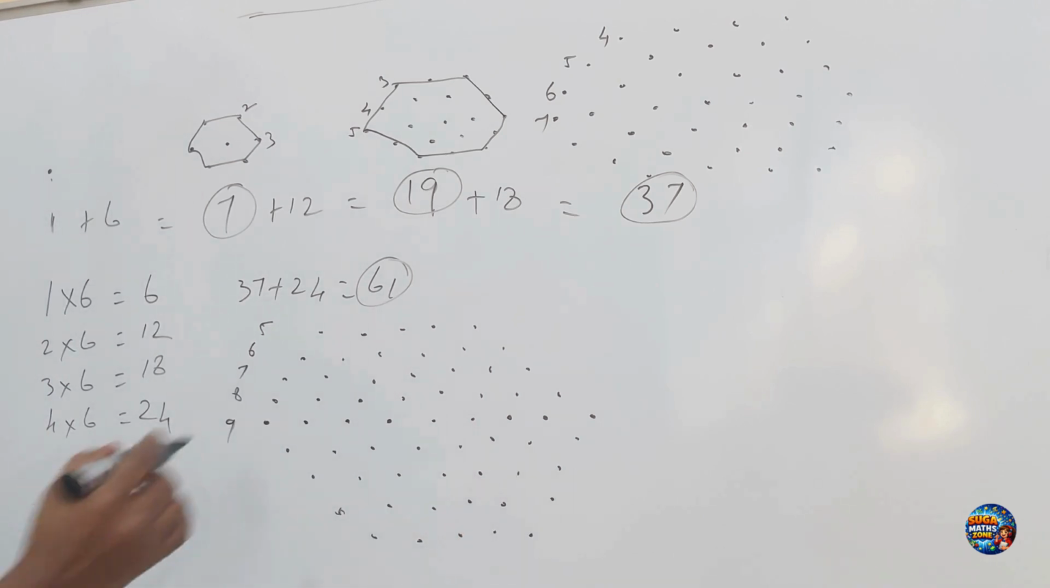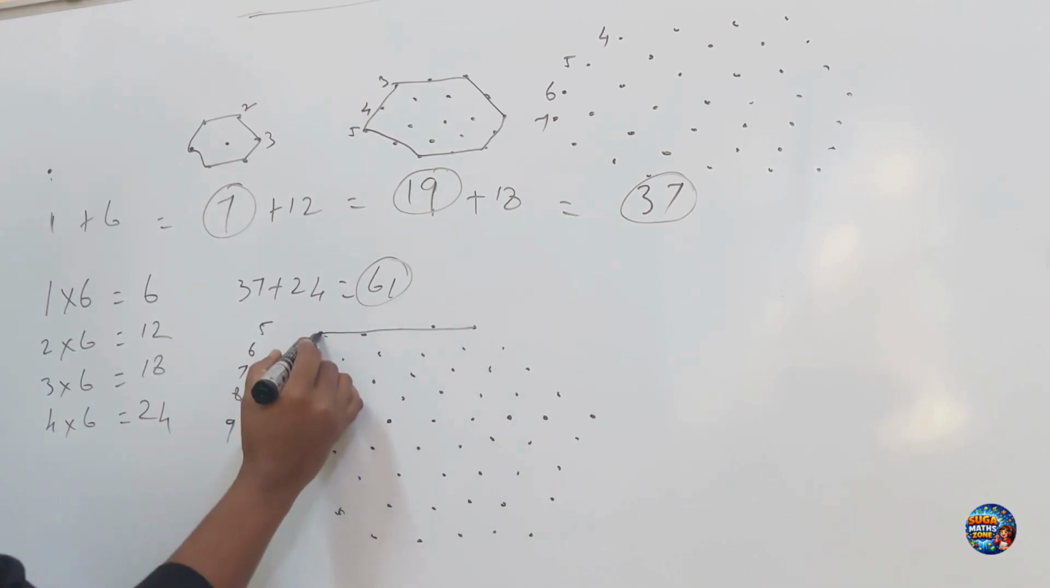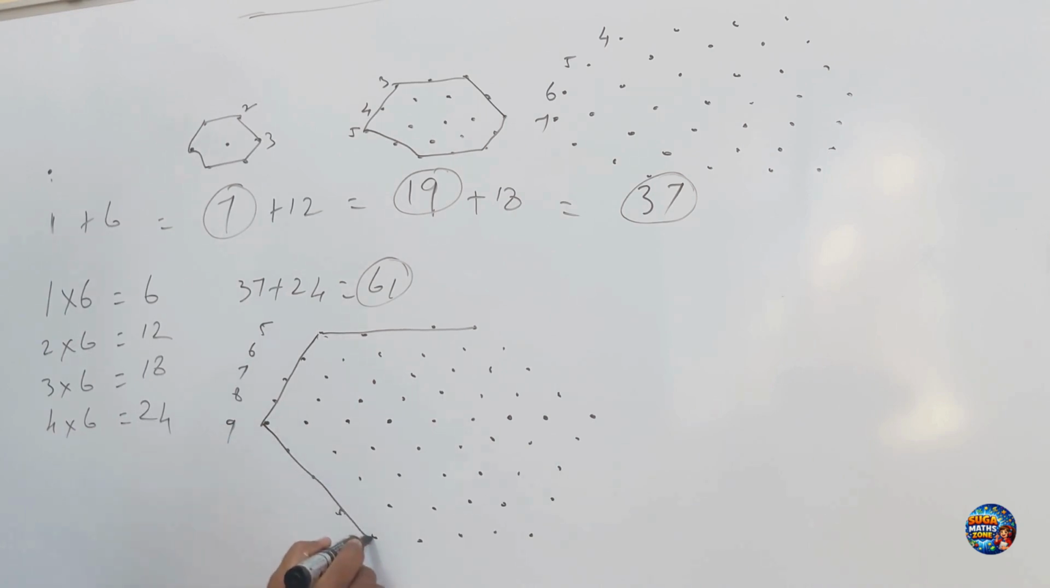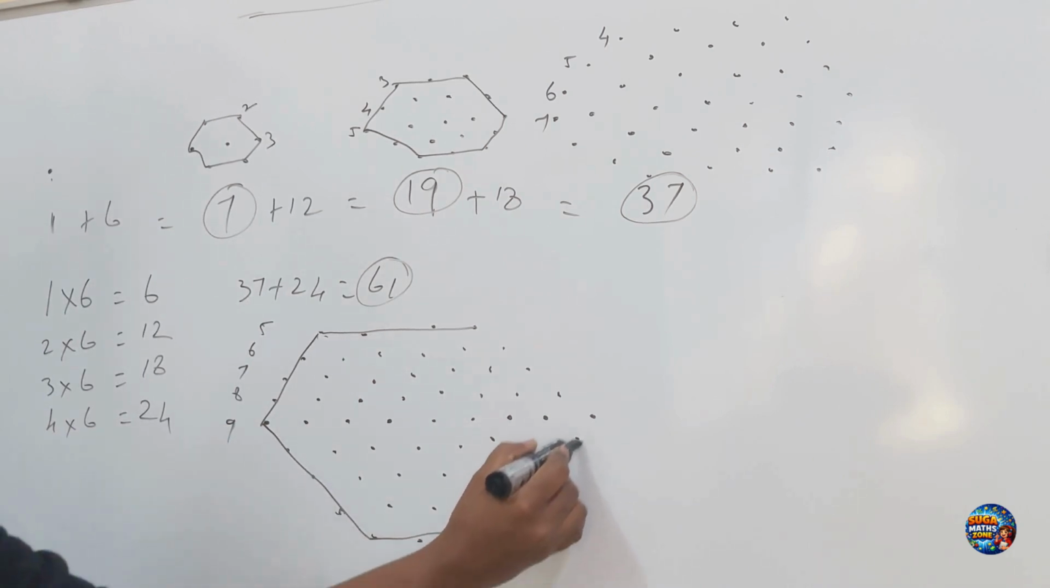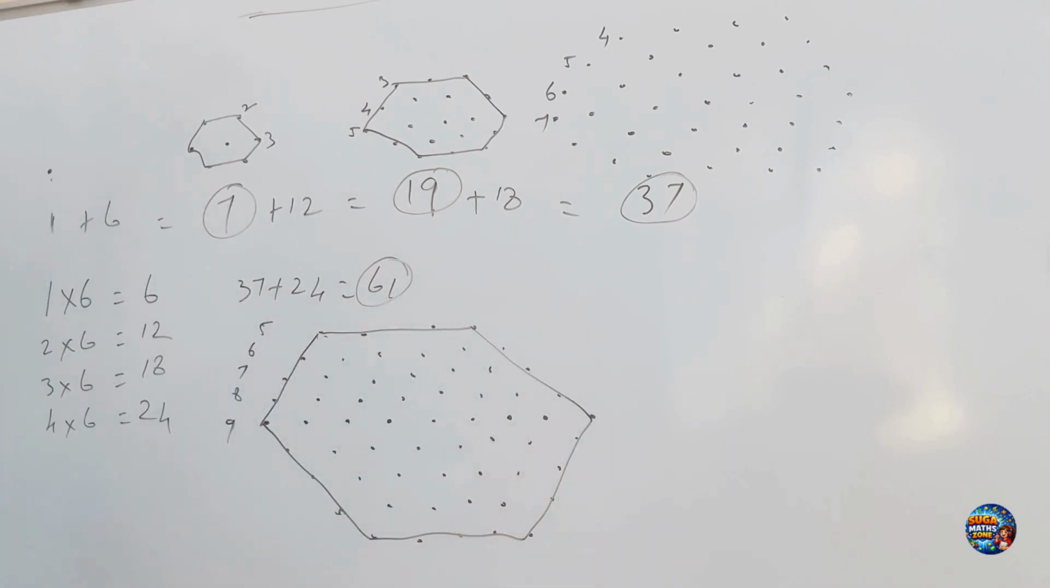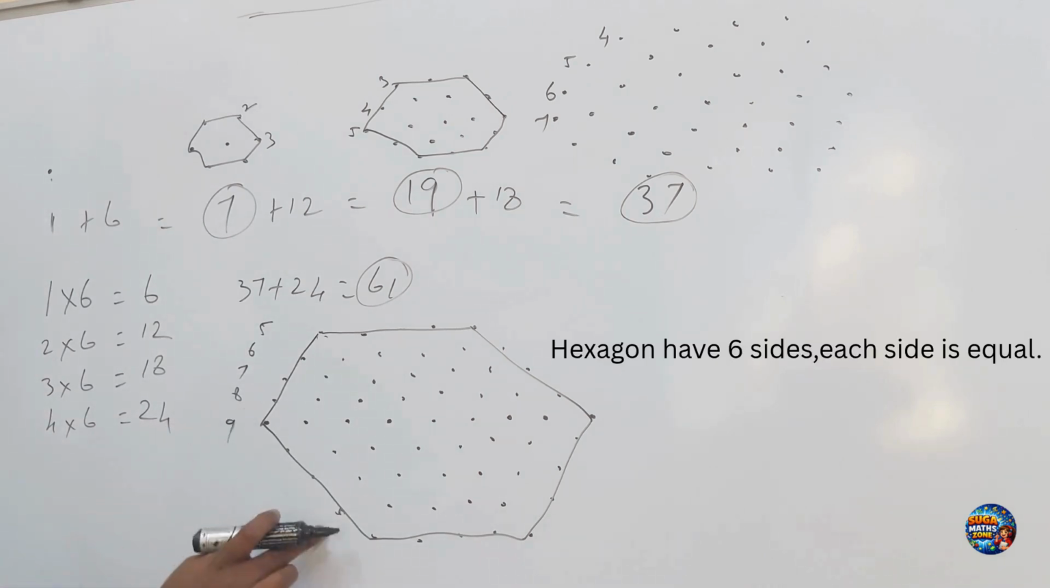You can count these numbers. So it is 61 dots. Okay. And you can see that each part of the hexagon is equal.